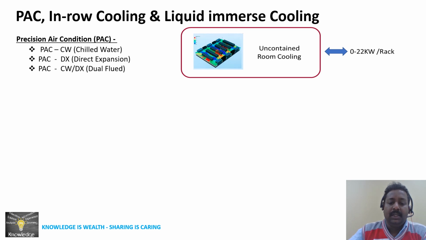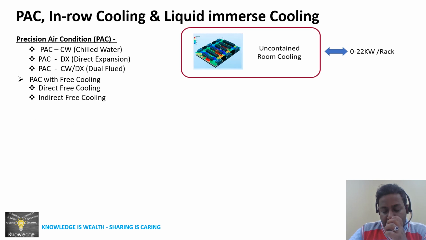And a little bit we discuss on PAC with the free cooling setup. In this free cooling also there are two methods. One is direct free cooling, where 100% fresh air is pumped to the lab and data center, and indirect cooling, where by only adding an additional condensation coil we can reduce energy. That also we are going to discuss today.